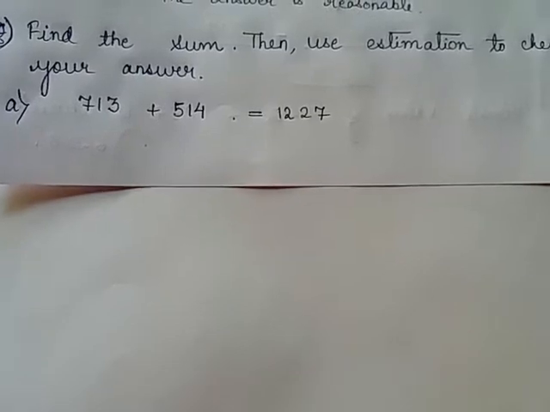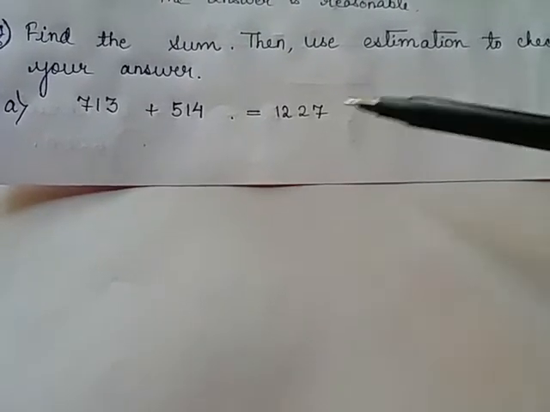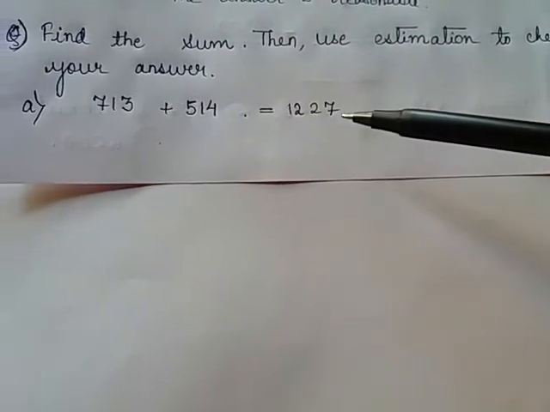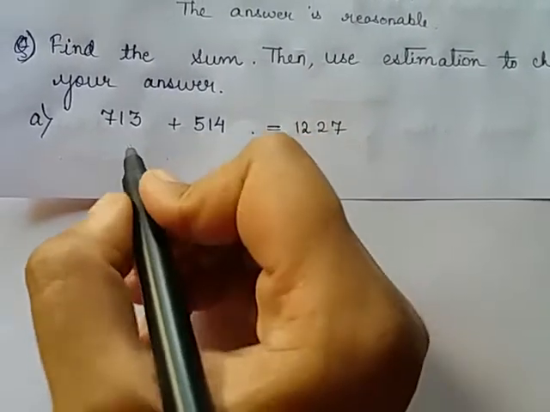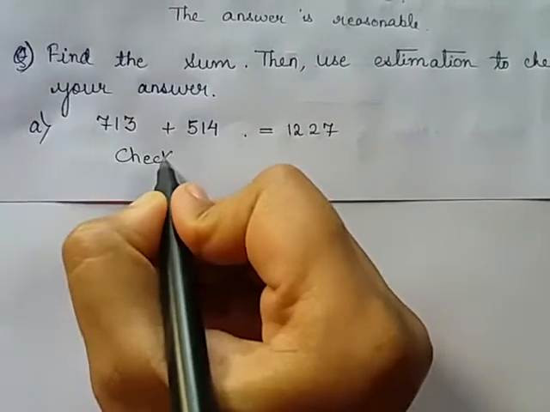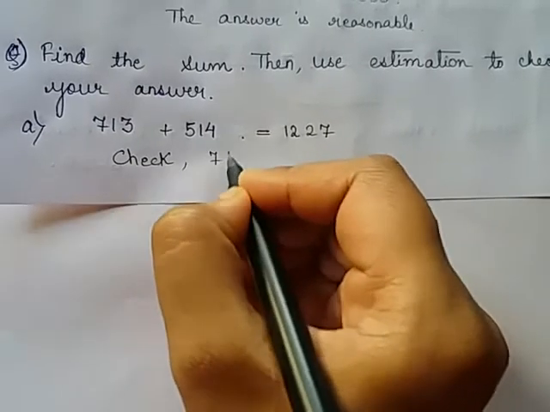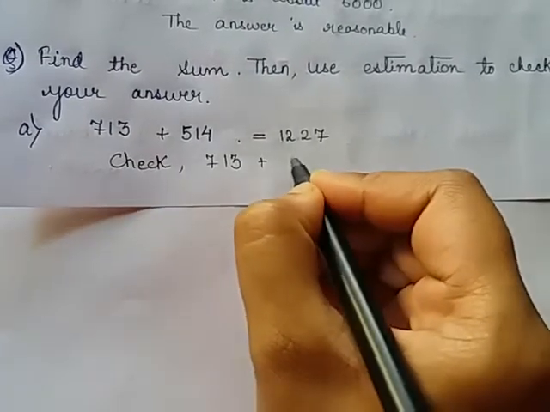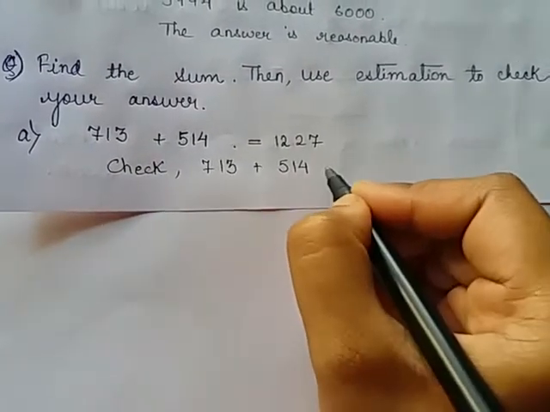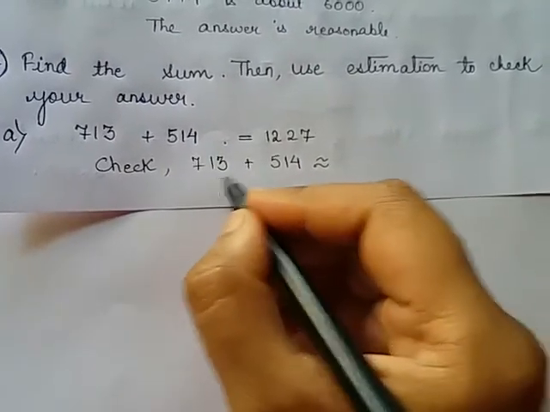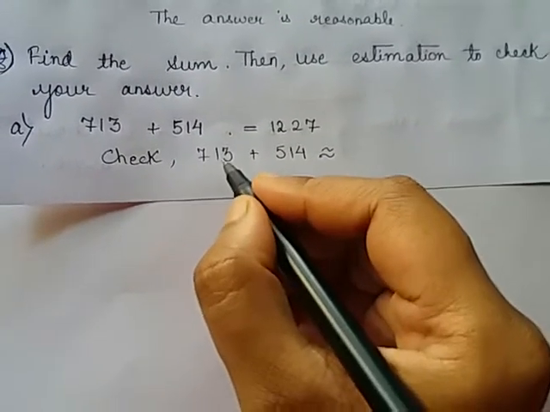After adding 713 and 514, the answer is 1227. Now we will check this. While checking, we will use the process of estimation. That means we will round these numbers at first to the nearest 100.